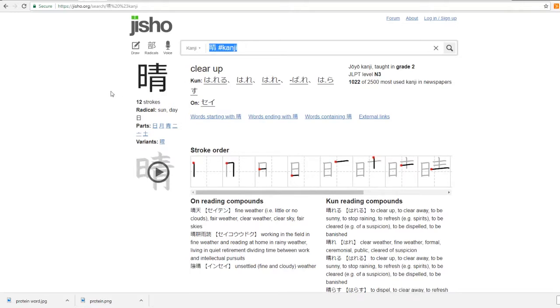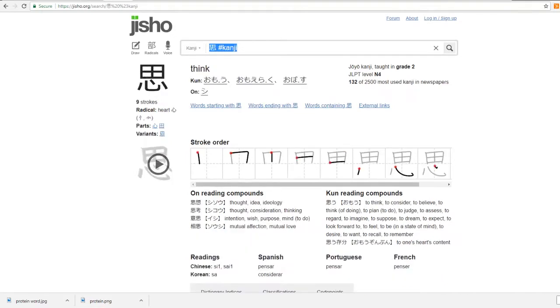Next one we're going to look at is clear up, and this has the symbol for day and blue, if you remember the one for blue or green. So if the sky is blue, I guess that means it's clear up. That's how I like to remember it. The kunyomi for it is going to be hareru, and the onyomi is going to be sei. So hareru means to clear up.